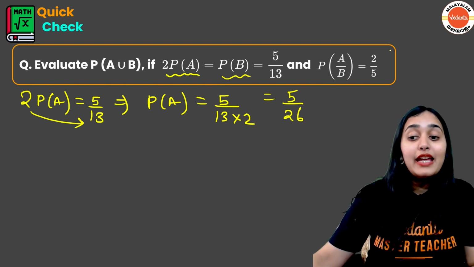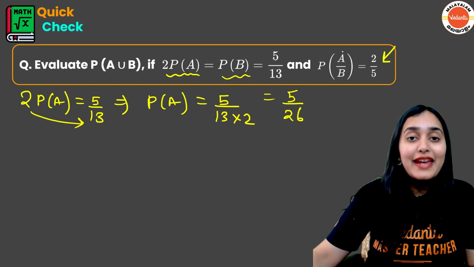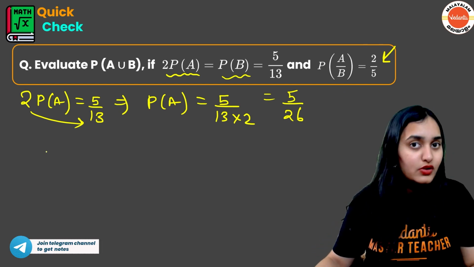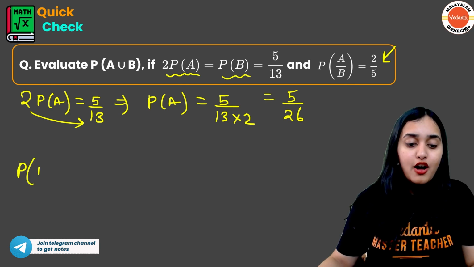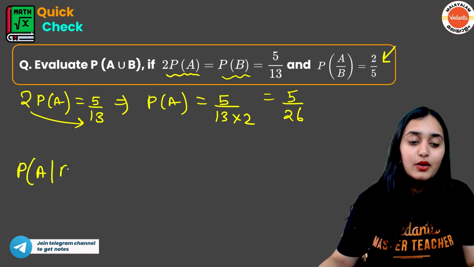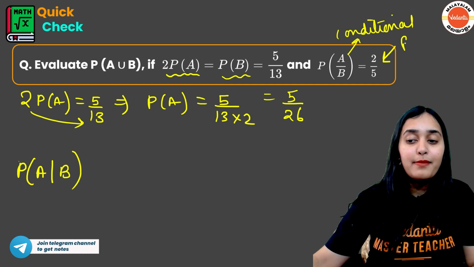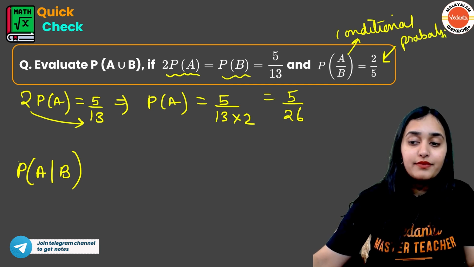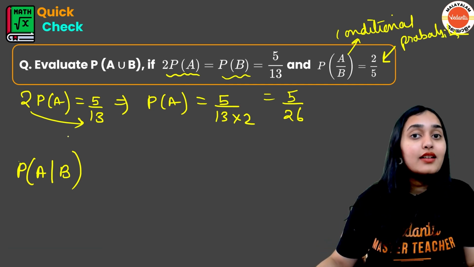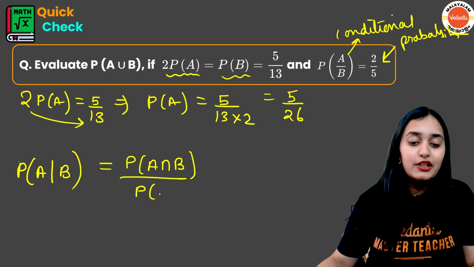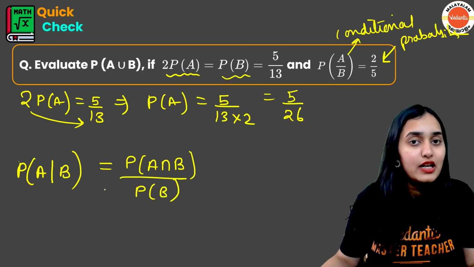Now, they have given you probability of A given B is 2 by 5. They are asking A union B. So, let's do step by step. Probability of A given B is a conditional probability. What is the formula for conditional probability? You have probability of A given B is equal to probability of A intersection B upon probability of B. This is the formula we have learned for conditional probability.